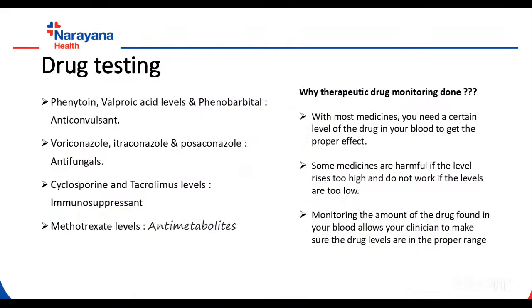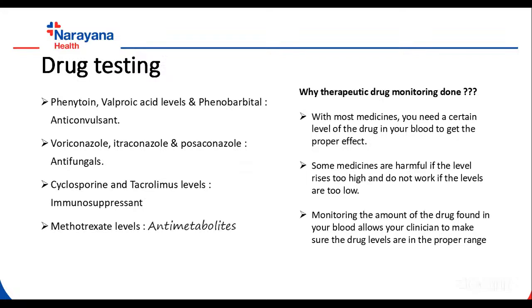A little bit on drug testing, because it is also done in a pediatric setup. The commonly done ones are phenytoin, valproic levels, and phenobarbital, which are anticonvulsants. Your antifungal level like voriconazole, which is very commonly done in our pediatric setup because of transplant patients and patients who are immunodeficient. And because of the transplant setup, we often do cyclosporin, tacrolimus and methotrexate levels, which are generally done in cases of leukemia and osteosarcomas.